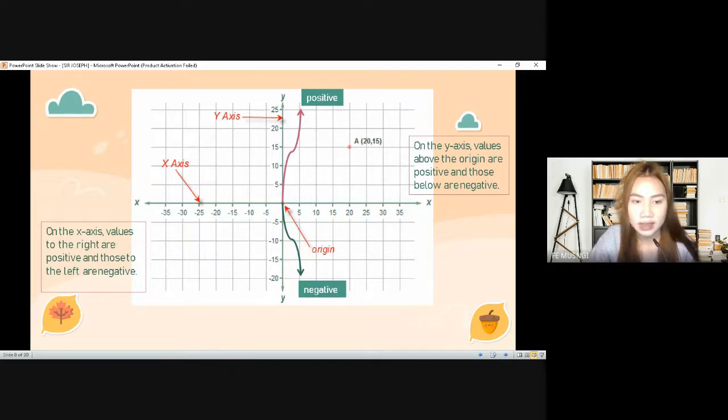And on the x-axis, values to the right are positive, and those to the left are negative. So, laging tatandaan, when it comes to the y-axis, lahat ng nasa taas, from 0 up, are positive. Then, 0 pababa are negative. For the x-axis, 0 to the right are positive. Then, from 0, mag-move ka papuntang left, are negative values.